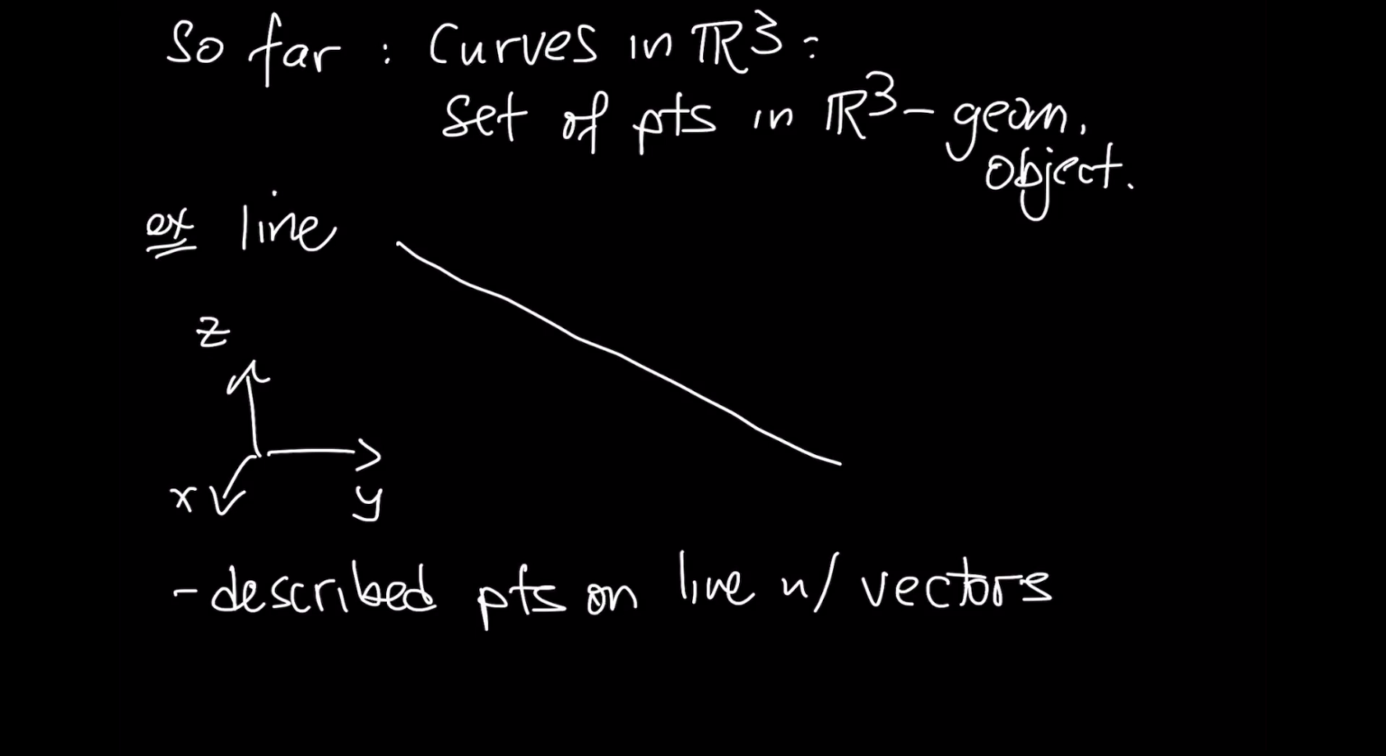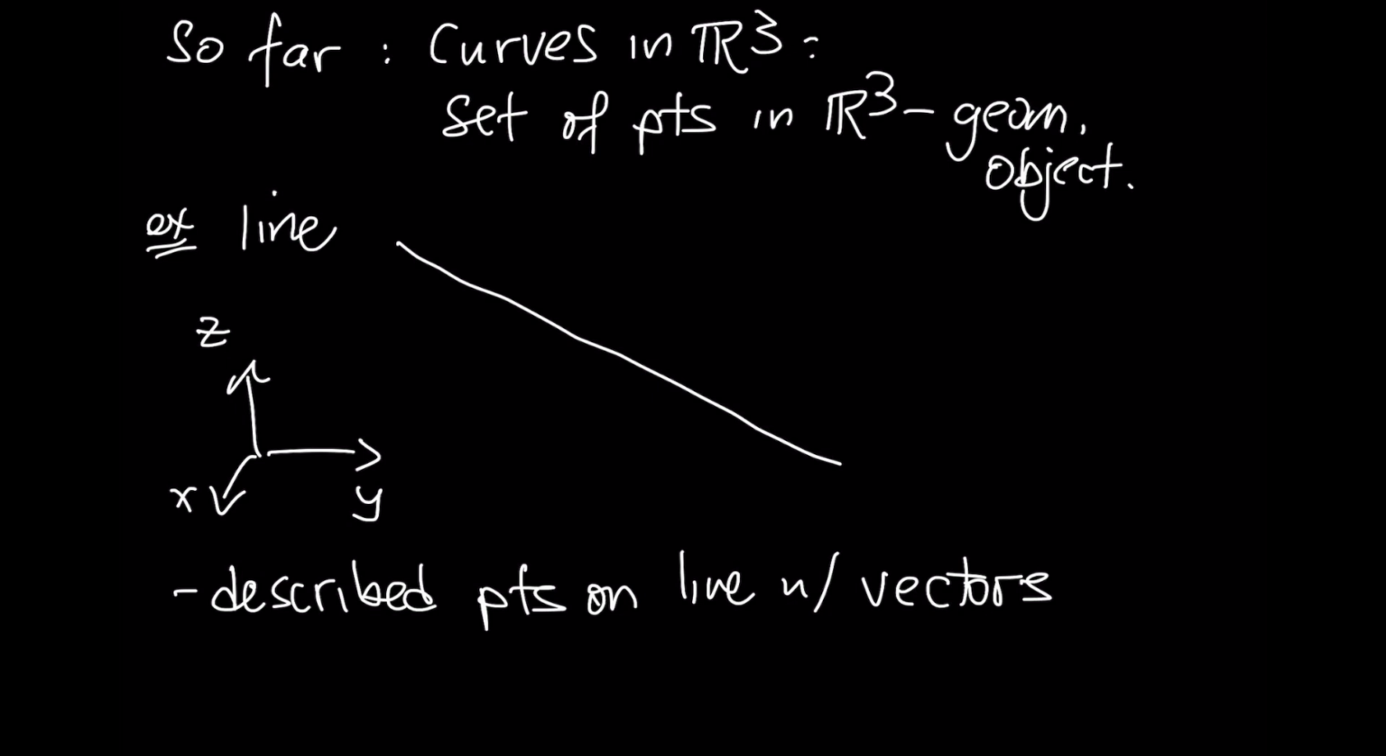We've discussed curves in R3. Now, a curve is a set of points that organize themselves into a certain shape. The example that we talked about was a line. The points on a line can be described by using 3D coordinates and by using vectors.